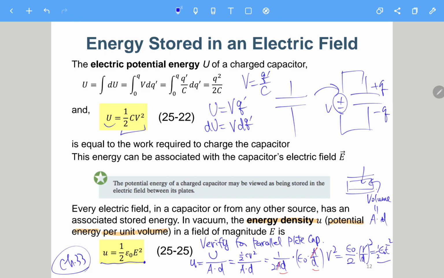So this is the energy density stored in the capacitance, or stored in the E field. 1/2 epsilon naught is a constant, which means that this energy density is proportional to the square of the magnitude of the E field. So if the E field is stronger, then it stores more energy. Or the other way around, if you would like to generate a stronger E field, you need more energy to do so.